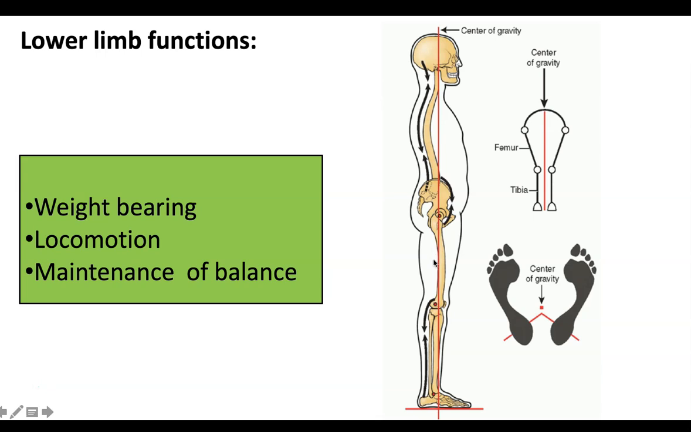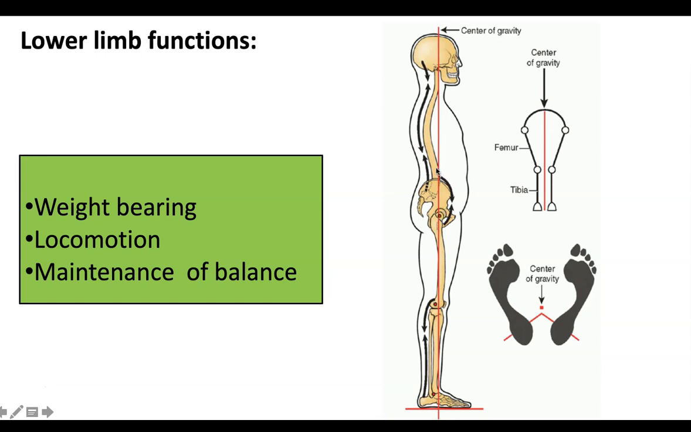So let's start. Lower limbs are extensions from the trunk, and these are specialized to support our body weight, and also help in locomotion, that is the ability to move from one place to another. By the lower limb we can move by walking or running, and it also helps in maintaining the balance of our body during standing and walking.